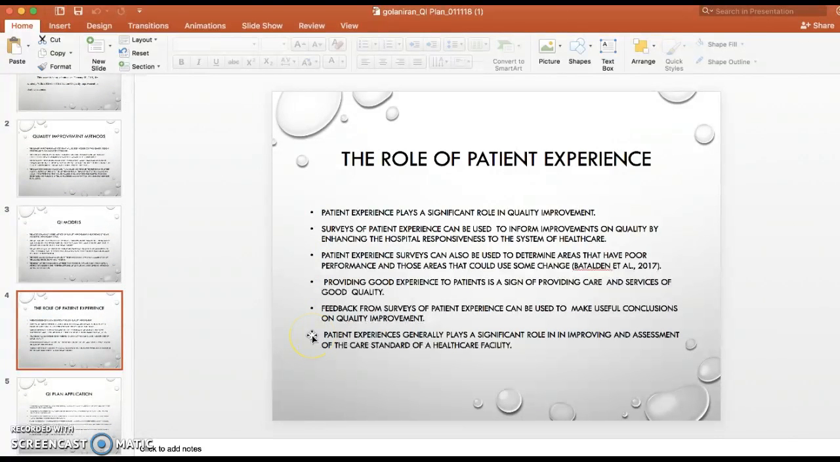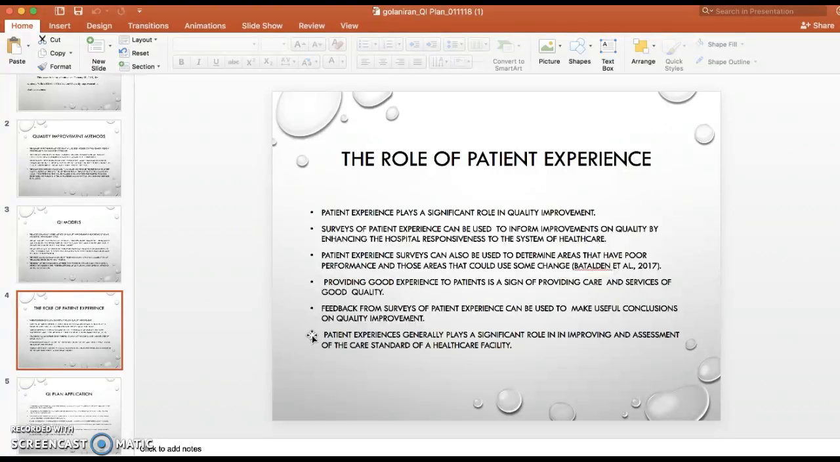The role of patient experience. Patient experience plays a significant role in quality improvement. Surveys of patient experience can be used to inform improvement on where the hospital is lacking and can be improved by enhancing the hospital's responsiveness to the healthcare system. Patient experience surveys can also be used to determine the areas that have poor performance and those areas that could use some changes. Providing a good experience for patients is a sign of providing care and services of good quality.